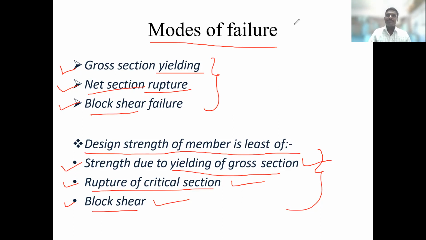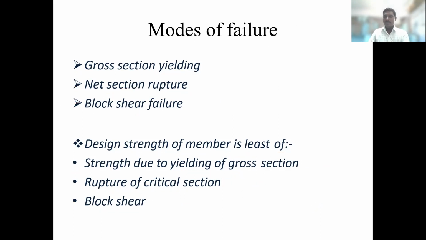Okay. So we will write down now one by one the strengths, and we will see the formula and what is the meaning of this particular yielding of cross section, what is the meaning of rupture, and what is the meaning of block shear, that we will see now.